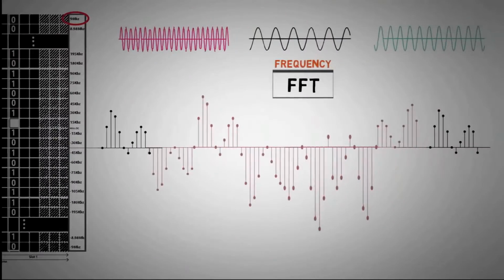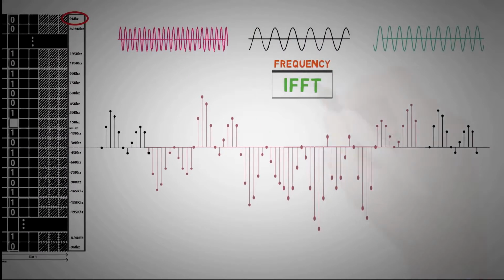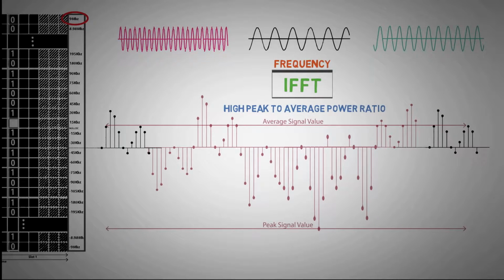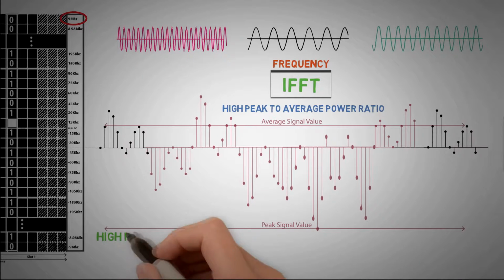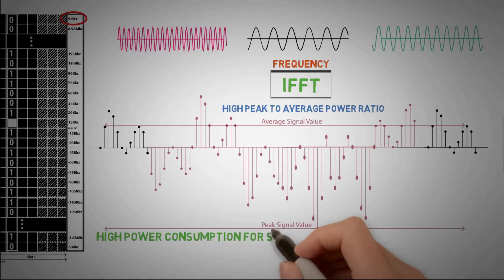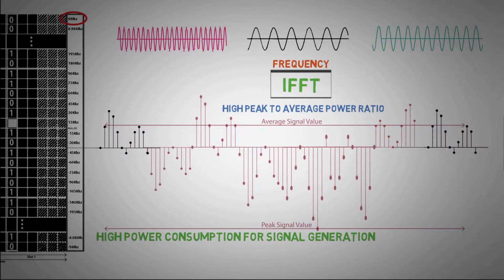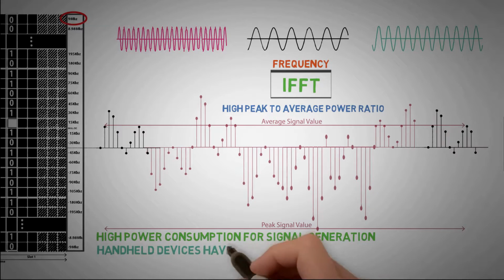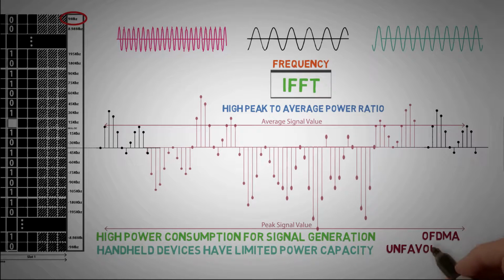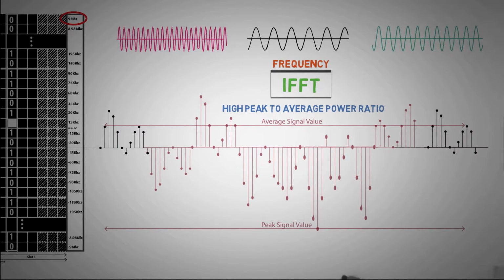Although there are many positives in OFDMA, the IFFT summation of multiple parallel subcarriers results in a high peak-to-average power ratio. High PAPR results in high power consumption for signal generation, but handheld devices have limited power capacity. This makes OFDMA unfavorable for uplink transmission. In order to overcome this, LTE uses SC-FDMA in the uplink direction.